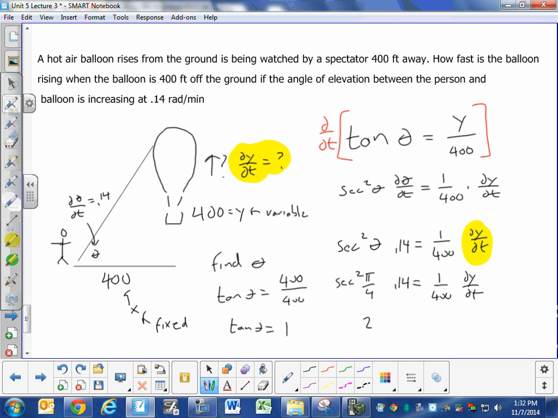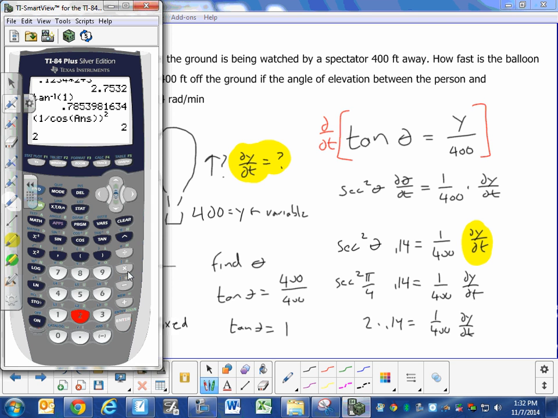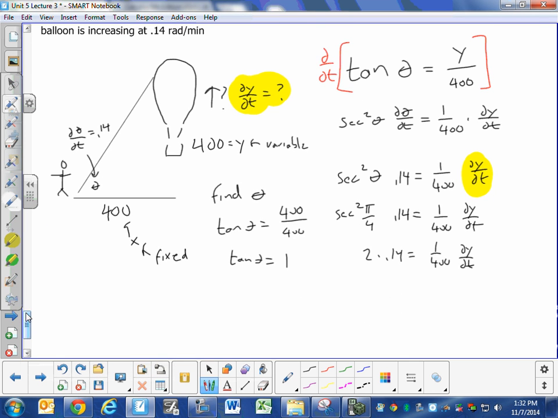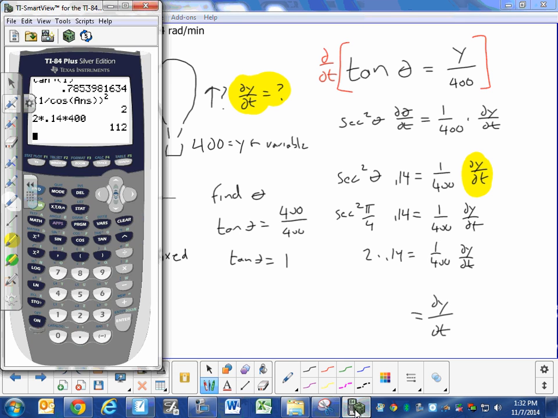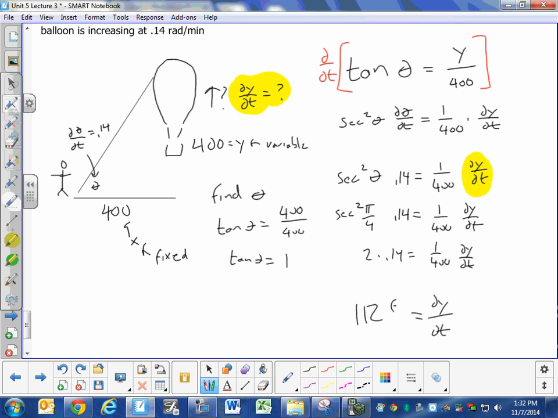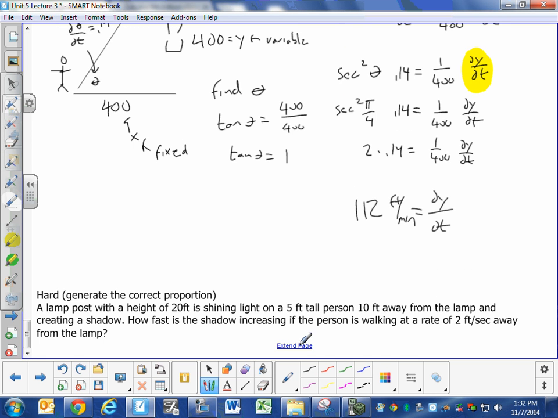So I have 2 times 0.14 is equal to 1 over 400 dy dt. So in my calculator, I'll take 2 times 0.14 times 400 to find the change of my y distance. At that specific moment, we are going up 112 feet per minute. Perfect. All right, to the hard problems.